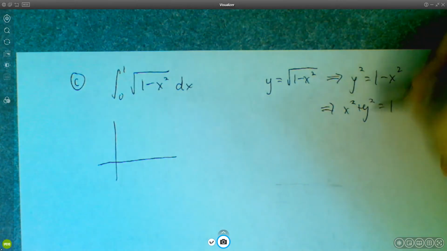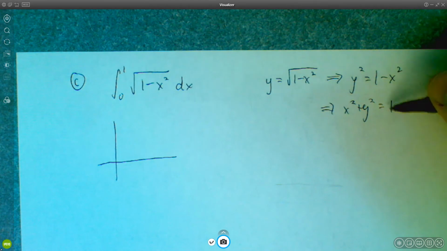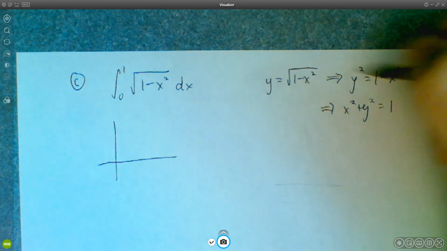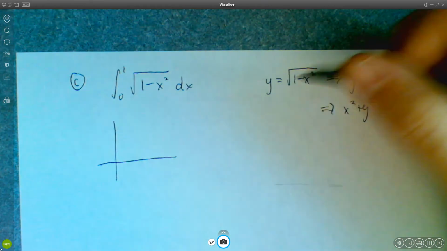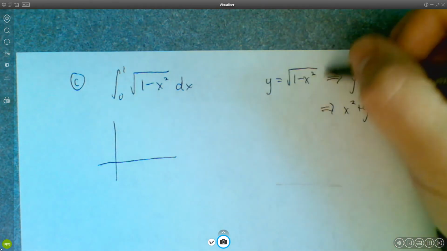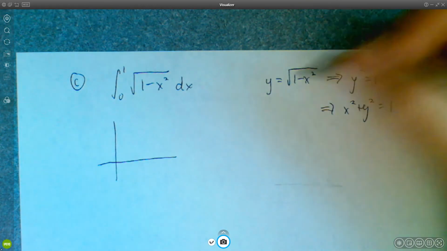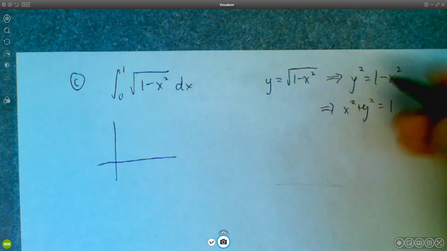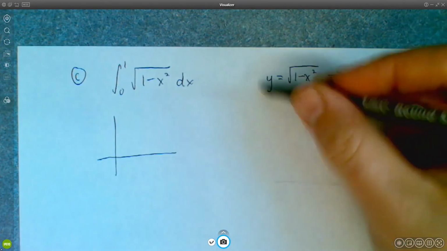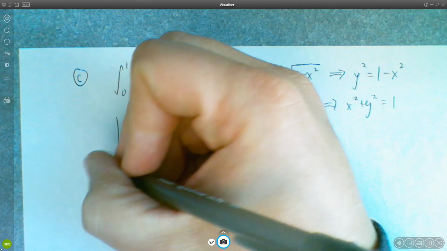However, the logic only flows in one direction. If you try to go backwards, you can subtract the x squared and then take the square root. But if you take the square root, you should have a plus or minus sign on it, right? Which means that since we're only taking the positive square root, we're only getting the top half of the circle. So it's not a full circle of radius 1. It's just the semicircle.